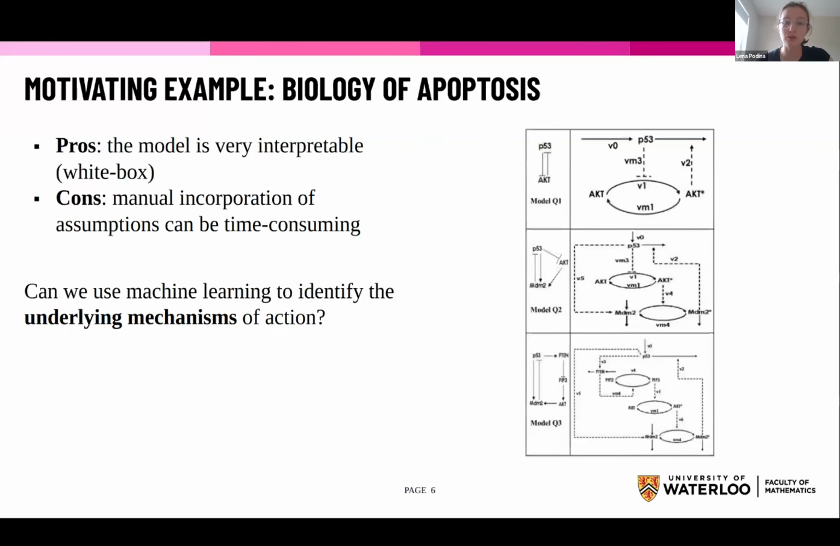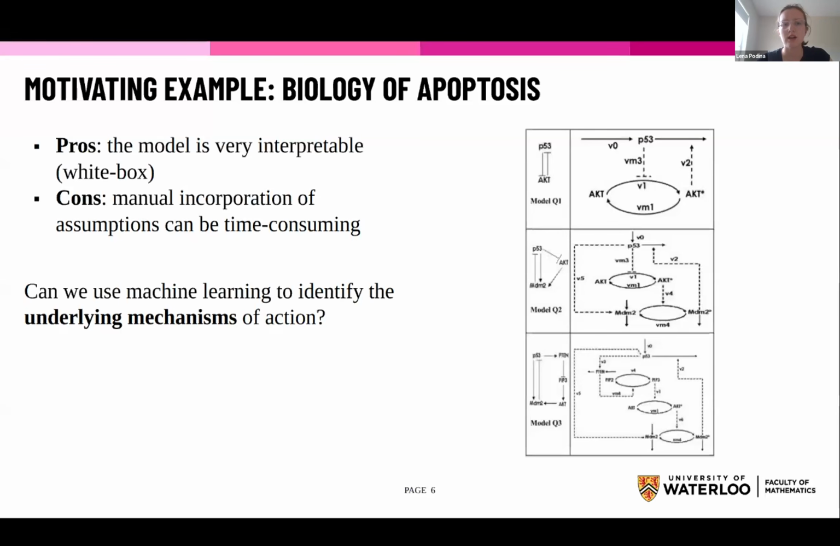A pro of modeling biological pathways in this way is that the model is very interpretable. It's white box. Every single equation that you code in there, you have to do manually and from scratch, and you have to pick the parameters. And you know exactly what the mechanism is that you're modeling, what's going on.